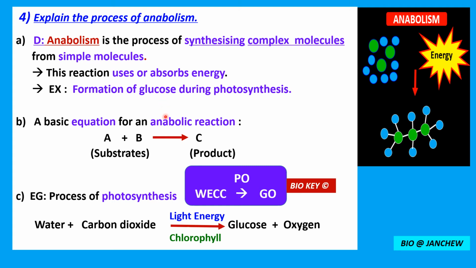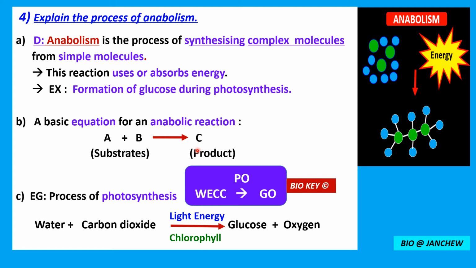Now the basic equation for an anabolic process or reaction is as follows. The substrates are the simpler molecules such as carbon dioxide and water. When they combine together, they form a molecule like glucose, which is your complex product, a product that is more complex than the substrates.